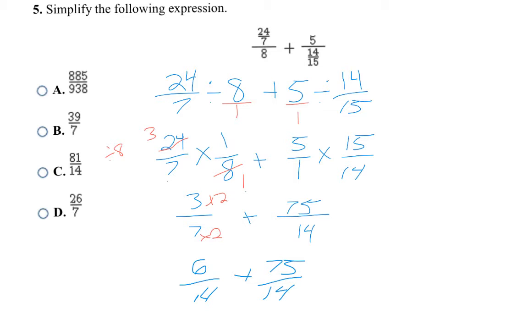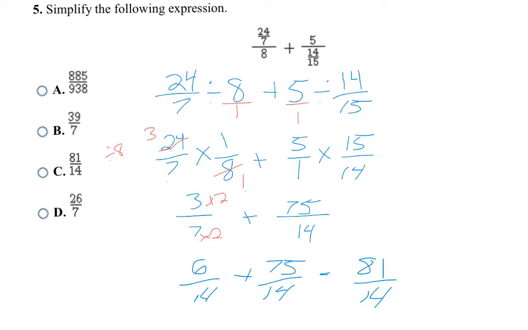I don't need to change that one because there's already a 14 in the denominator. And then when you're adding fractions, you just add the tops. So 6 plus 75 is 81. And the denominator stays the same, so it's going to be 14. So my answer here is 81 over 14.